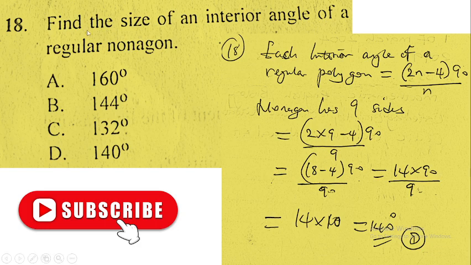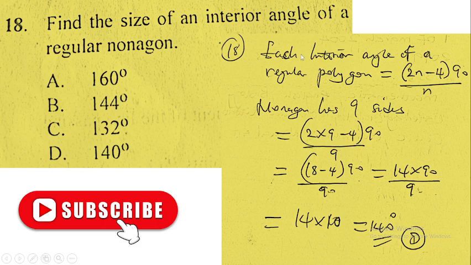The question says, find the size of an interior angle. An interior angle, that means one angle, each angle inside. Don't forget that interior means angle inside. An interior angle of a regular nonagon. And we know that a nonagon is a polygon with 9 sides. So we have to find each interior angle of a nonagon.